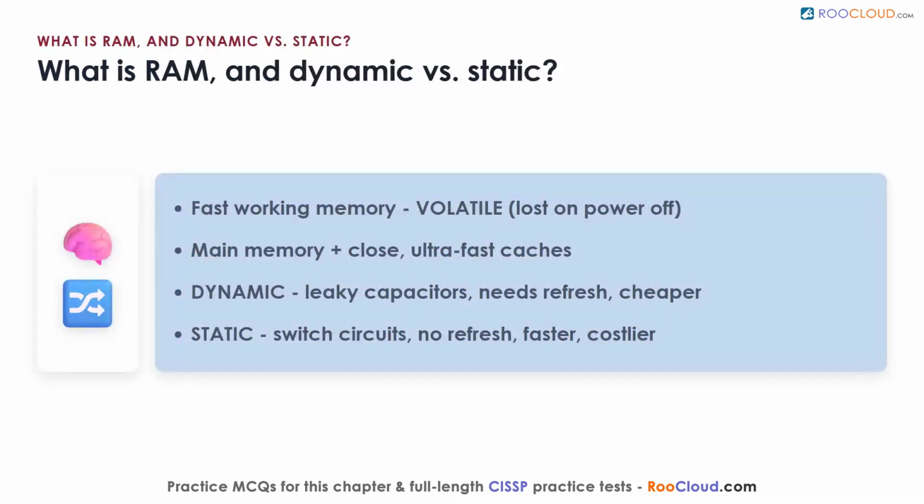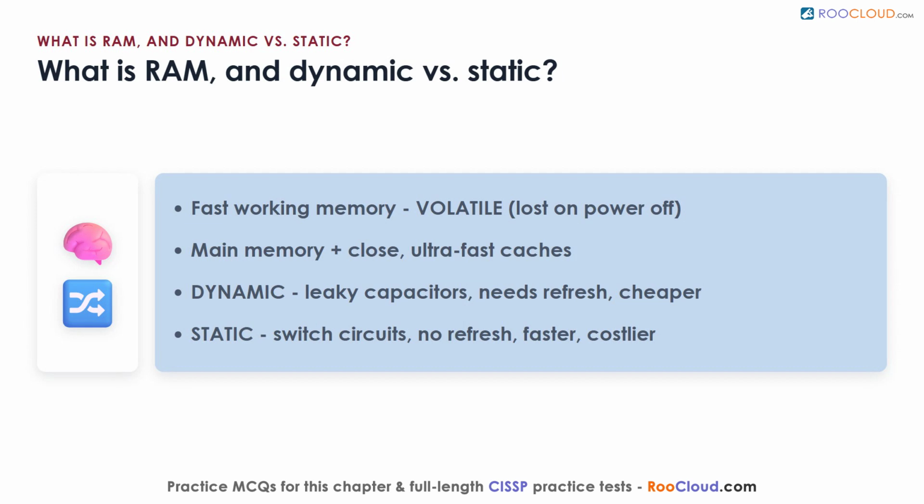What is random access memory? And how do dynamic and static differ? Random access memory is readable and writable working memory that holds what the computer needs while processing. It is volatile, so when power drops, everything in it vanishes, which is why critical data must always have a backup elsewhere. Main memory is the large pool of it, and small ultra-fast caches sit closer to the processor to speed repeated access. Underneath, two types compete.